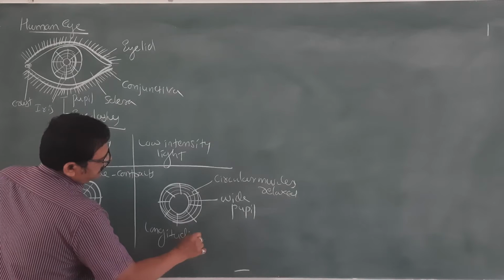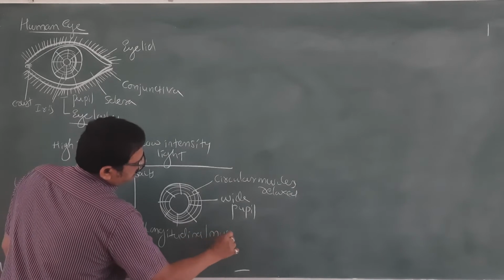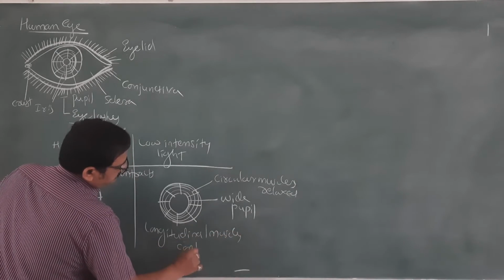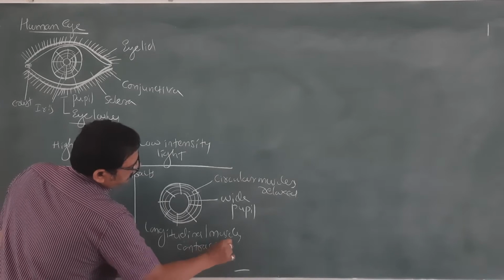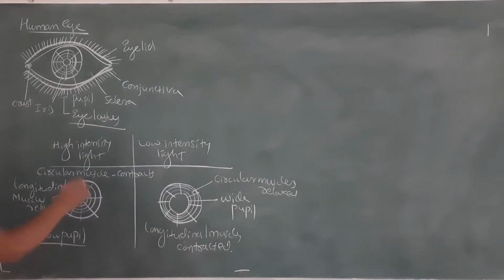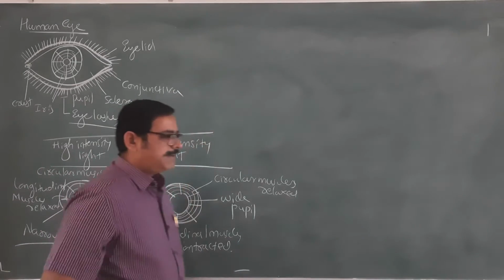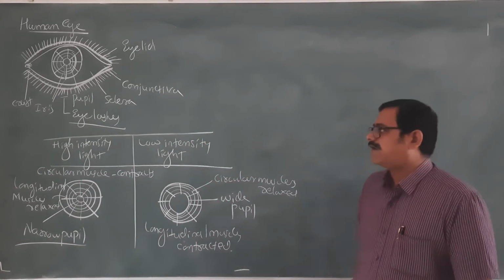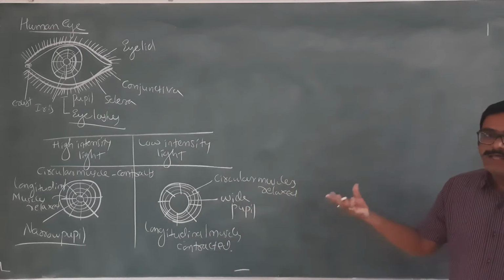Longitudinal muscles contracted. As a result, what happens? The pupil is wide and allows a greater amount of light to enter.